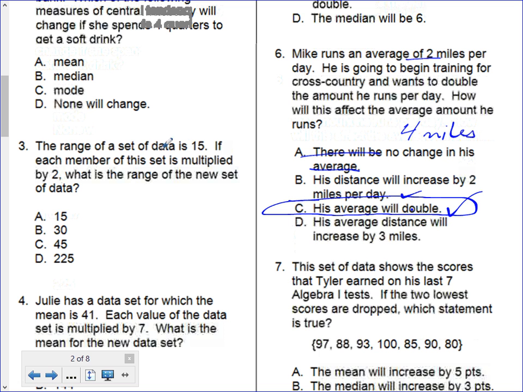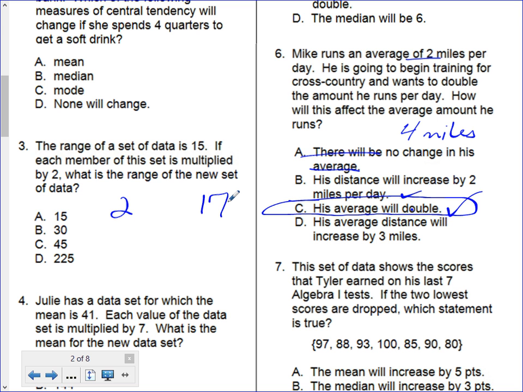The range of a set of data is 15. If each member of this set is multiplied by 2, what's the range of the new set of data? In other words, just make up a set of data real quick. So the range is 15. What would satisfy that? If the first one's 2, what would you need to make the range 15? Okay, 17. So I have a set of data whose range is 15.